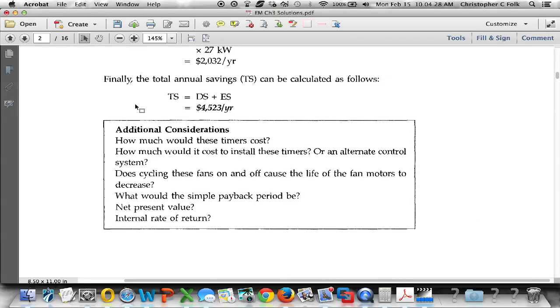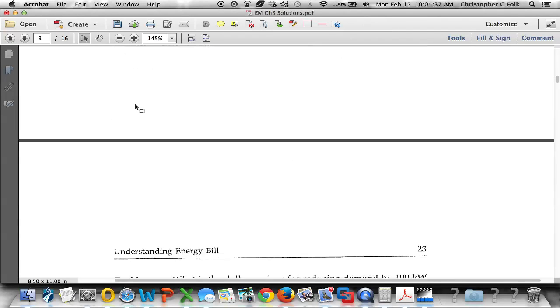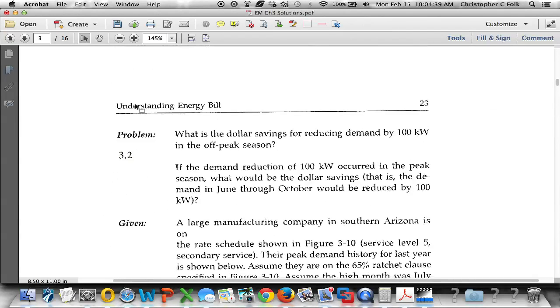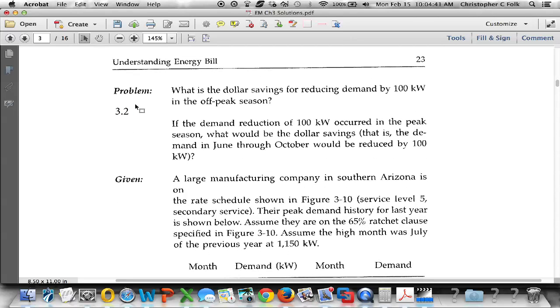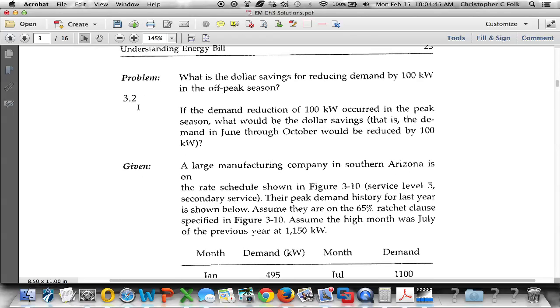So that's this problem. Your job then is to send me the spreadsheet that answers that. The next problem, and again, you guys already were assigned this and you're supposed to have it turned in by midnight tonight. So the next problem is 3.2. What is the dollar savings for reducing the demand by 100 kilowatts in the off-peak season?